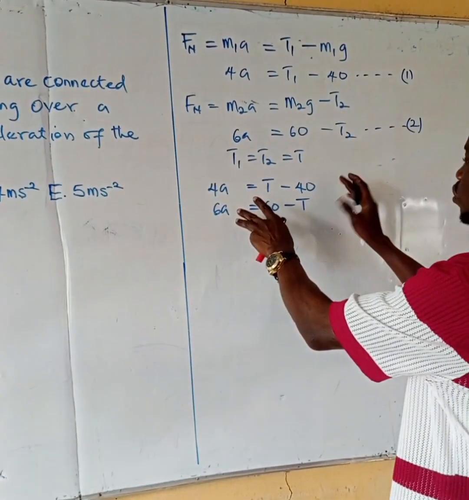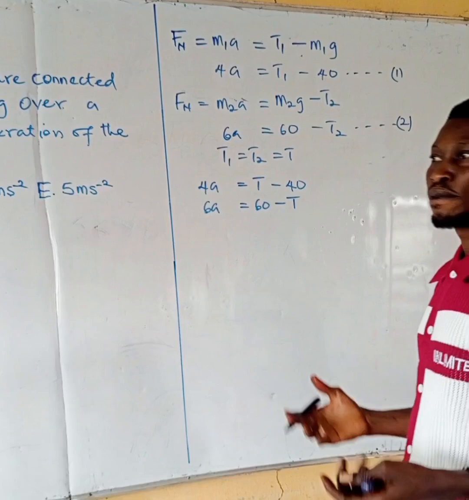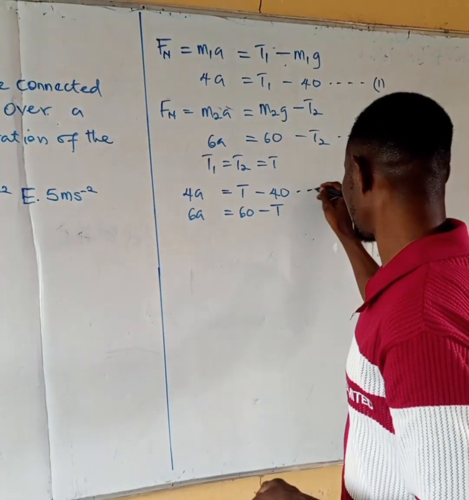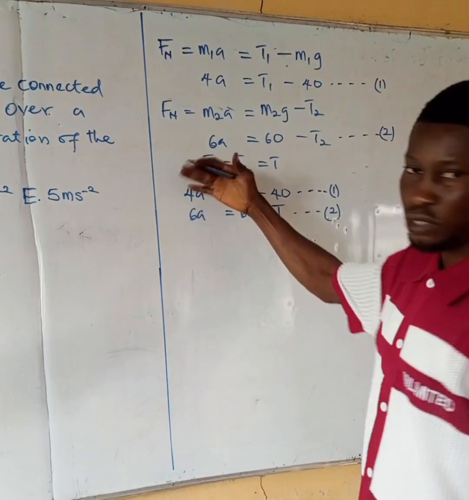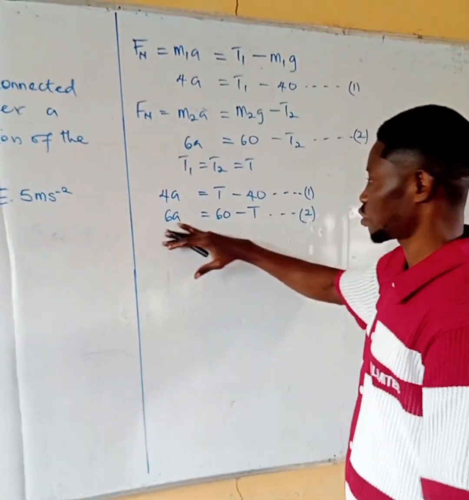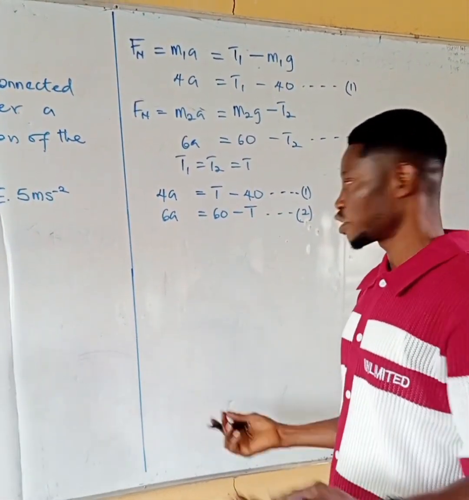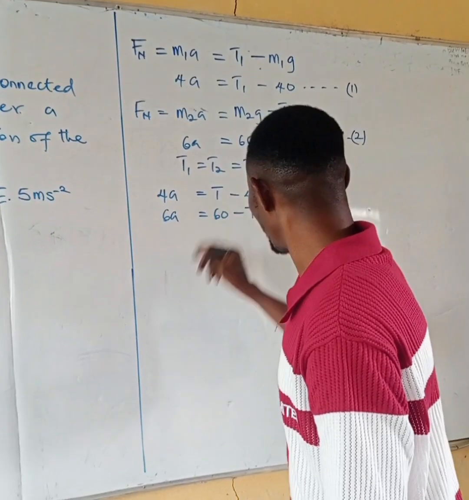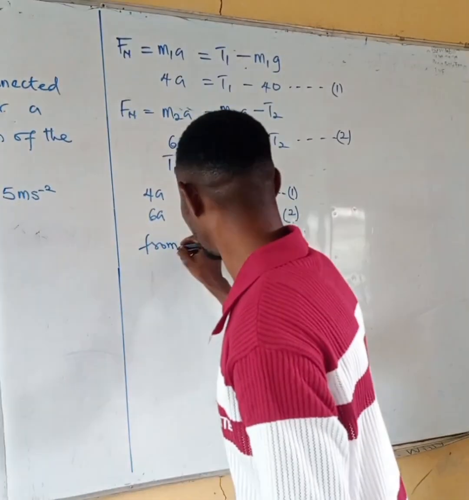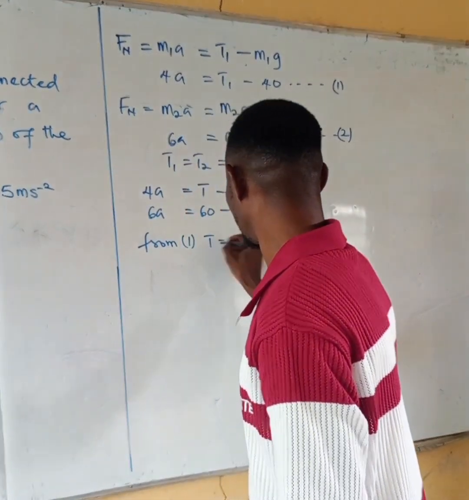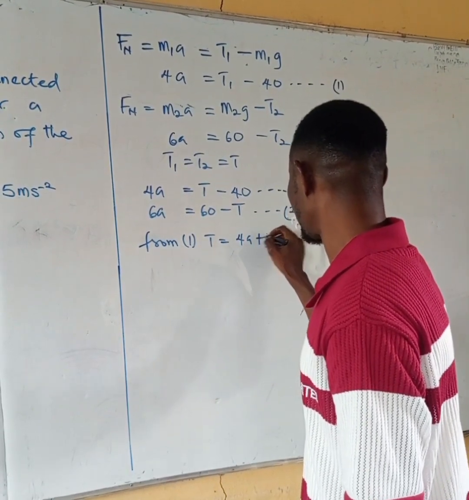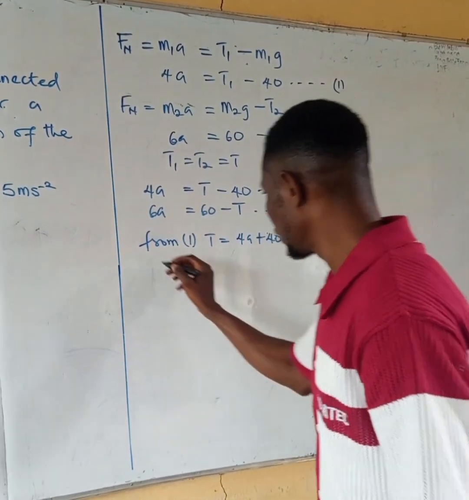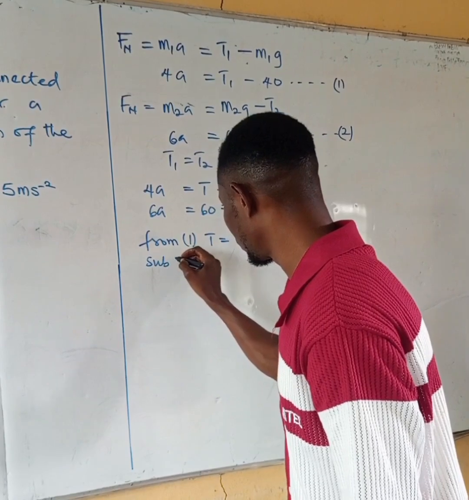I would like to solve this using the substitution method. That is what I would prefer. You can use any other method to solve these two equations simultaneously. So from equation 1, T is equal to 4A plus 40. Then we substitute into equation 2.